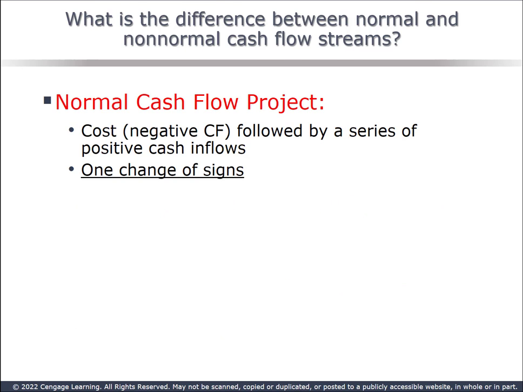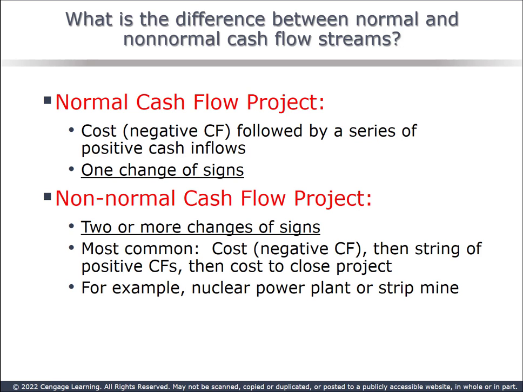A project with normal cash flows has one outflow, investment, followed by a series of positive inflows for the life of the project. One change in sign from T0 to T1. A non-normal cash flow stream has 2 or more changes in sign. The example given is a strip mine, when the land must be reclaimed when the mine is exhausted, causing a large negative cash flow at the end of the project.